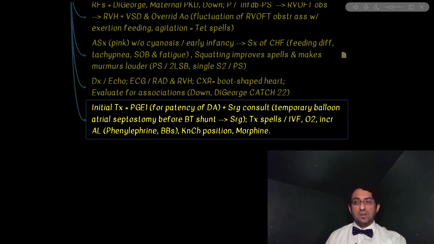That means we can consider a knee-chest position, which is a variant of squatting. We can consider alpha agonist or beta blockers. Never forget that beta 2 causes decreased systemic vascular resistance, so we consider beta blockers. And of course, we provide oxygenation to further improve the oxygen delivery. Now, for the cases that are infantile and symptomatic, before the surgical consult, what's the first medical treatment?